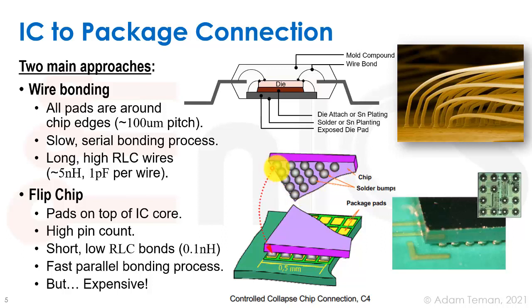The other thing is here we can have all of these solder bumps in the middle of the chip. So we have basically N by N instead of just 4N or whatever kind of connections. So we have a lot more connections to the outside world. So flip chip has a lot of advantages over wire bonding.